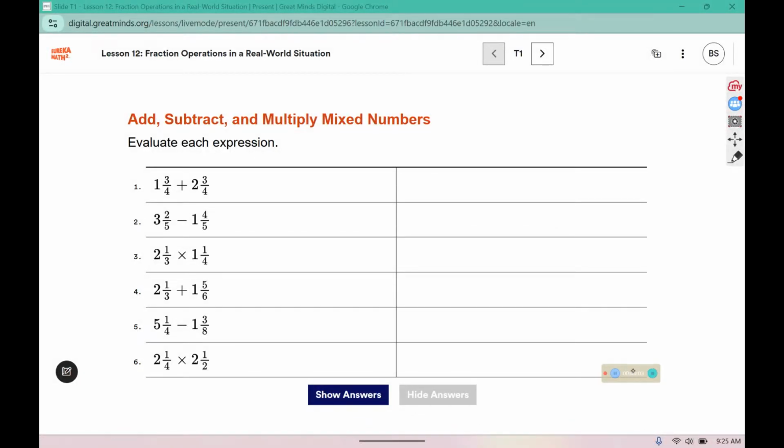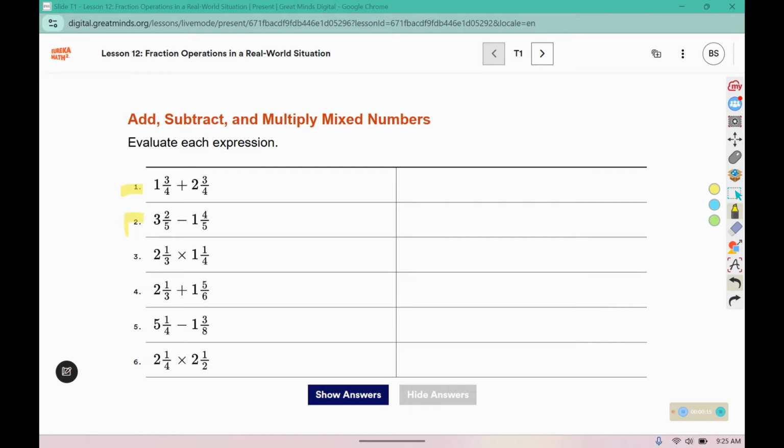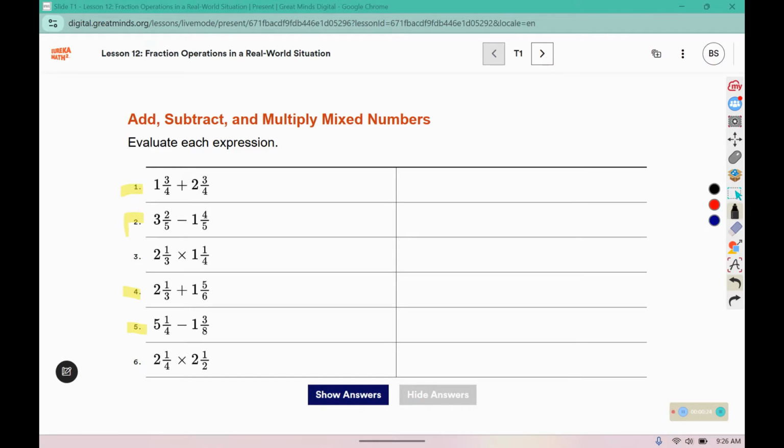Here we have mixed operations with fractions. So you have some addition, some subtraction, and some multiplication. For the addition and subtraction problems, you need to make sure that you have common denominators. But for the multiplication, you do not need to worry about a common denominator. I'm going to do one addition, one subtraction, and one multiplication, and then you will do one of each as well.